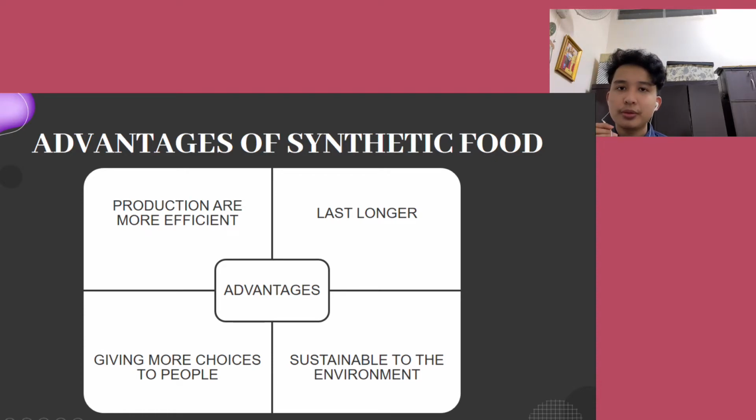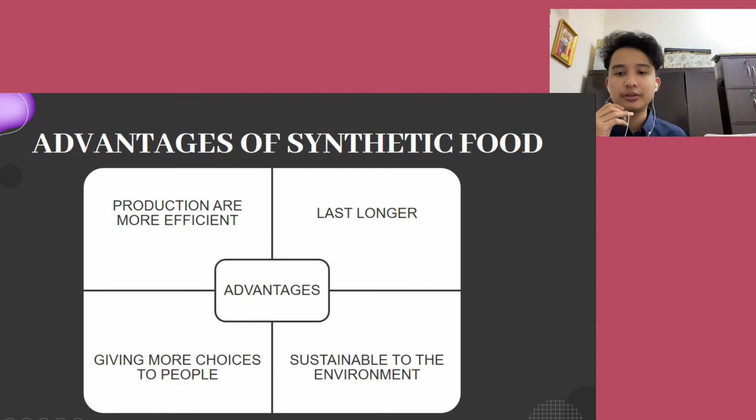Firstly, the production of synthetic food is more efficient than organic food. It is because synthetic food is made in the lab, so the cells are already there, and the process doesn't take too long. Unlike organic food, for example, we have to wait up to 2 years for the cow to grow before we can slaughter it, and it takes about 70 to 80 days for a plant such as a carrot to grow before we can eat it. So yeah, synthetic food production is more efficient.